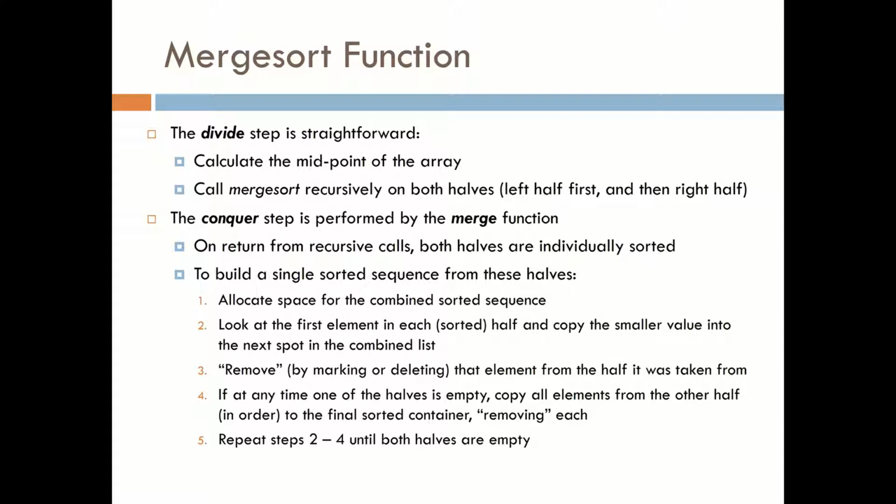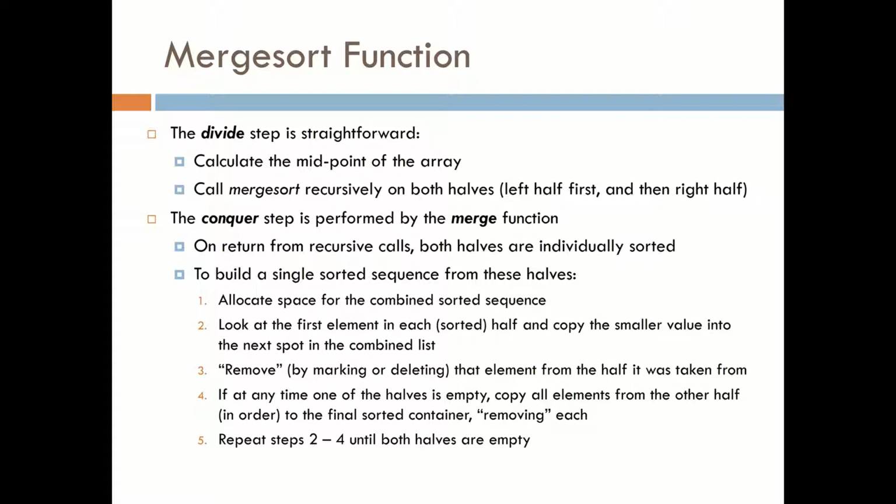On return from recursive calls, both halves of the array that I'm dealing with at that level, the subsequence or the subarray or the sublist, both of those halves are individually sorted, but they're not sorted as one whole. And so the idea is to build a single sorted sequence from two subsequences that are already sorted.